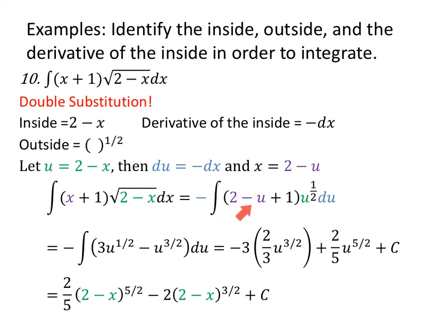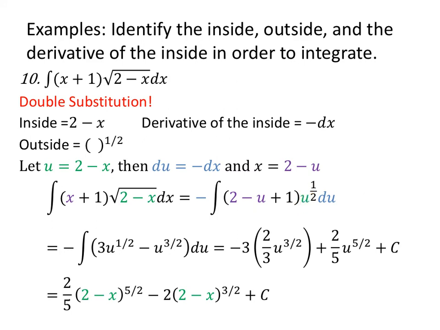x is replaced by 2 minus u. I'll still have my plus 1. This square root, that's the 1/2 power, and I know the stuff in green is just u, so that's u to the 1/2. So I have my dx replaced by minus du. My x is replaced by 2 minus u. I leave the plus 1. My 2 minus x is replaced by u, and I still have my 1/2 power.